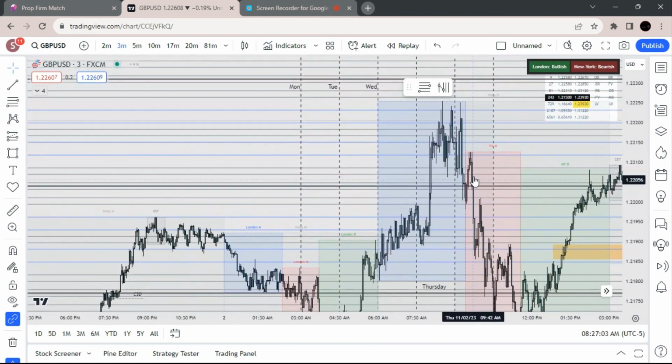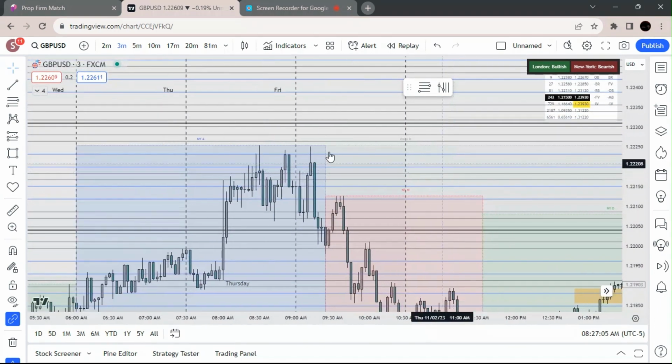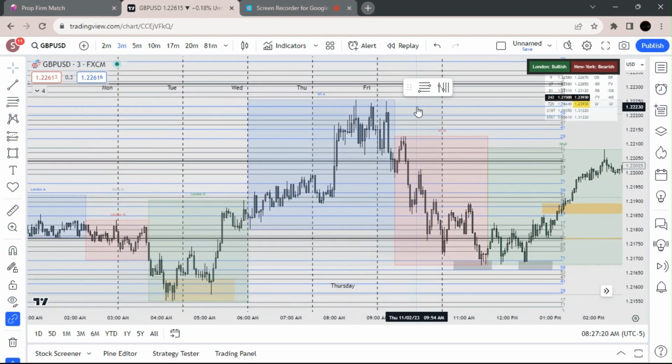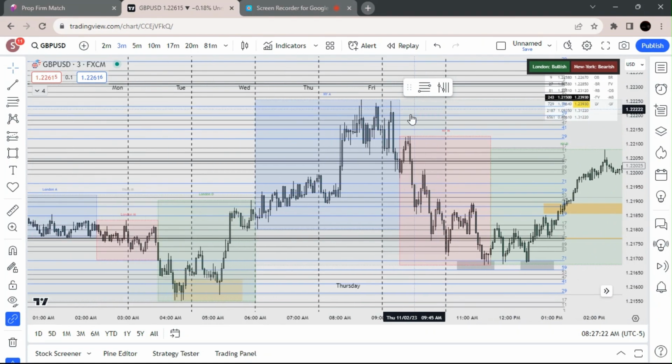Rejection in this area, come down, break through other areas, come back up, reclaim this area, entry from here, or this one. And if you have bias correct, like if you're following order flow, generally you're not gonna be wrong when it comes to this.